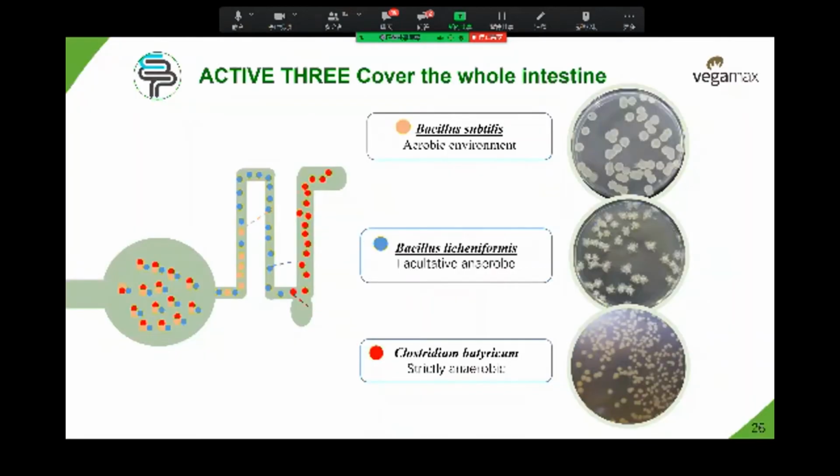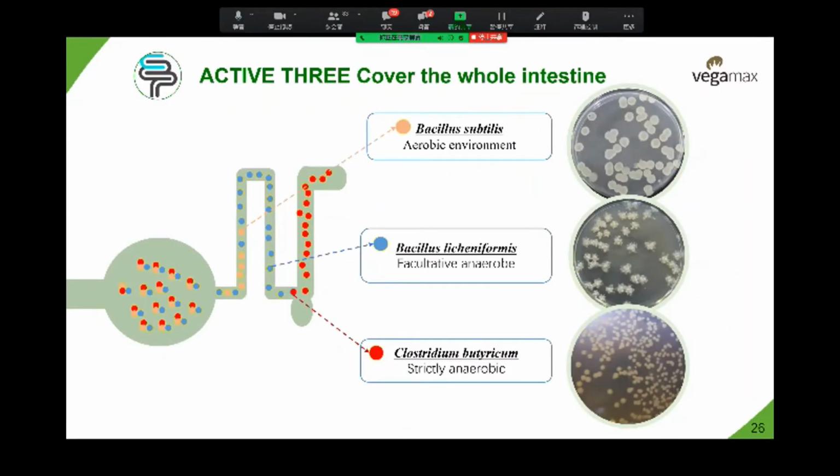Okay, our Oct.25 has 3 different strains in this product. Bacillus subtilis is aerobic and works in the foregut. Bacillus licheniformis is a facultative anaerobic bacterium, and it works in the middle part of the intestine. And Clostridium butyricum is strictly anaerobic. It works in the hindgut. So in total, these 3 ingredients can guard the whole intestine.